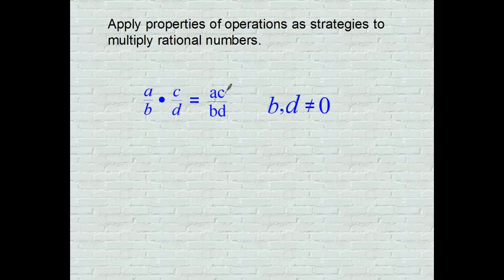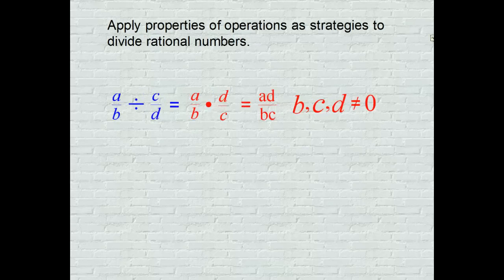I do promote that. Special note, you cannot have b or d equaling 0. So if you come over here in the bottom denominator, b and d, if they were to be zeros, then you have another undefined fraction, which we're not going to be dealing with any undefined fractions.